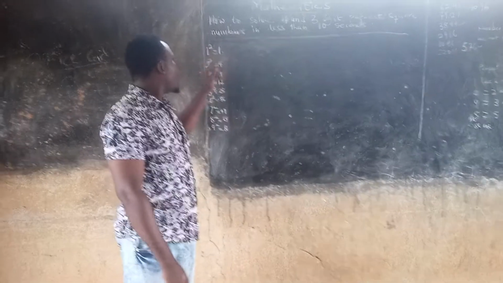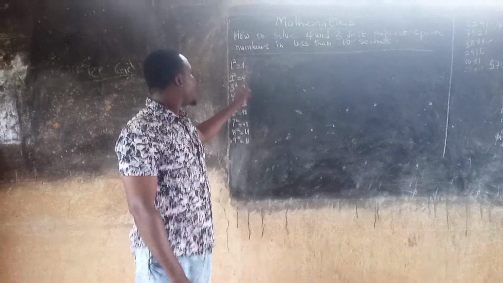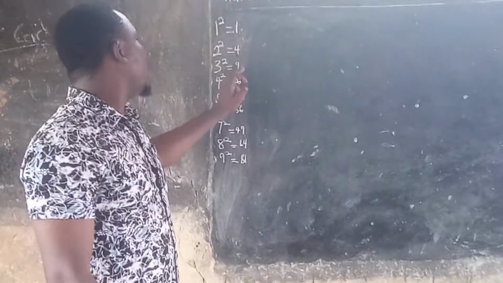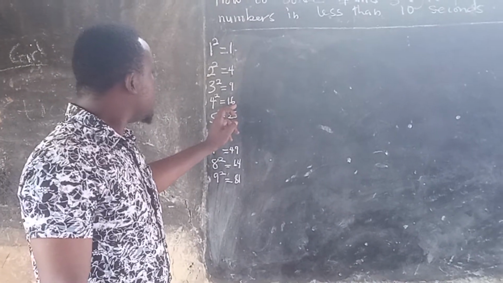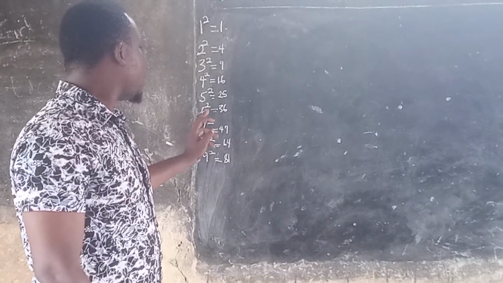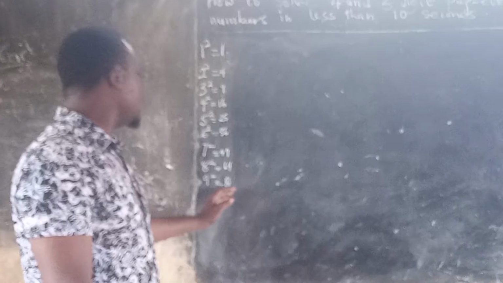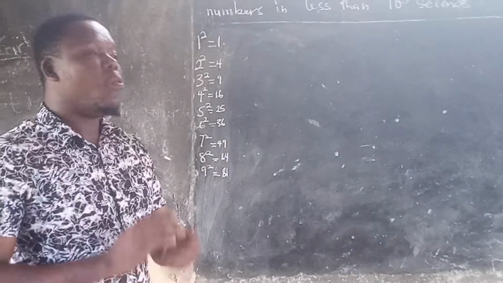When you square 1, you get 1. When you square 2, you get 4. When you square 3, you get 9. When you square 4, you get 16. When you square 5, you get 25. When you square 6, you get 36, up to 9. When you square 9, you get 81.